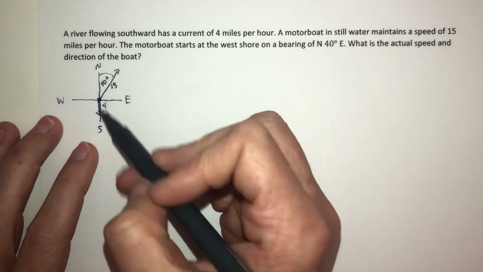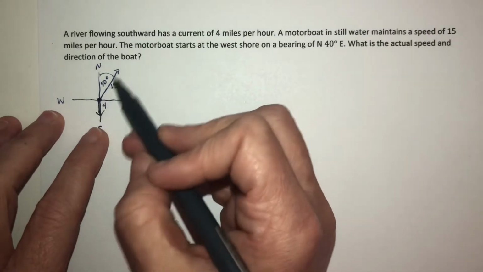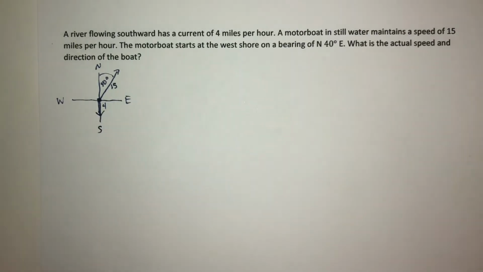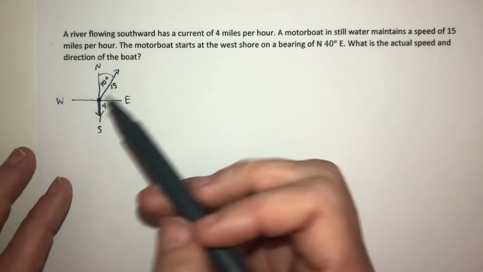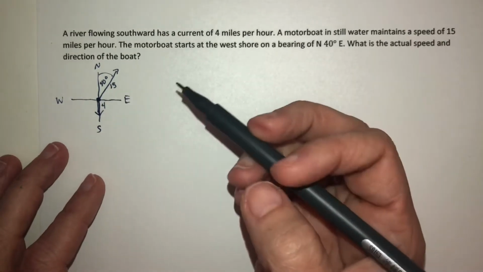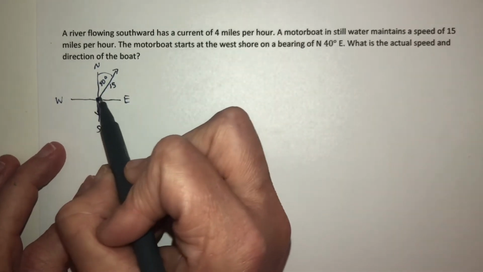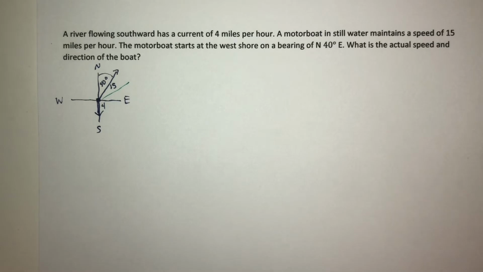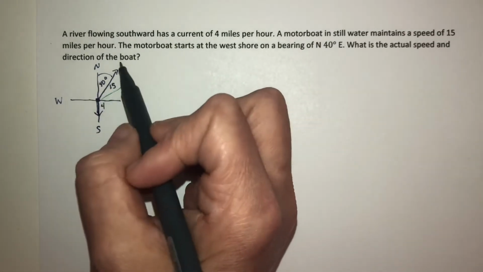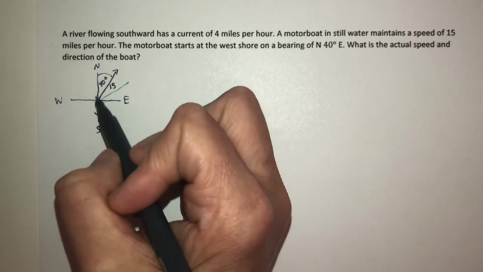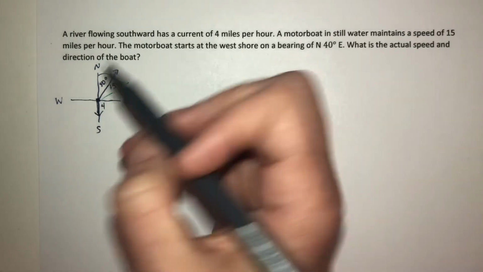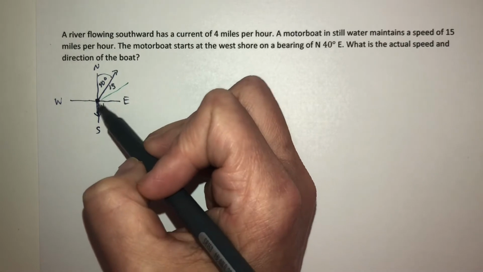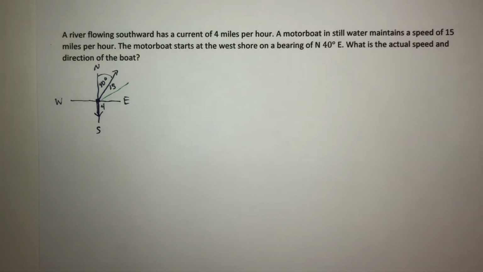Okay, so now we need to find the resultant of these two forces. Now, we have to assume that he eventually does make it to the eastern shore. So the resultant's probably going to be somewhere in here. But I need to find a vector representing the southward motion of the river, and I need to find a vector for the motorboat, and then we'll add these together to get the resultant. So first of all, let's deal with the river.